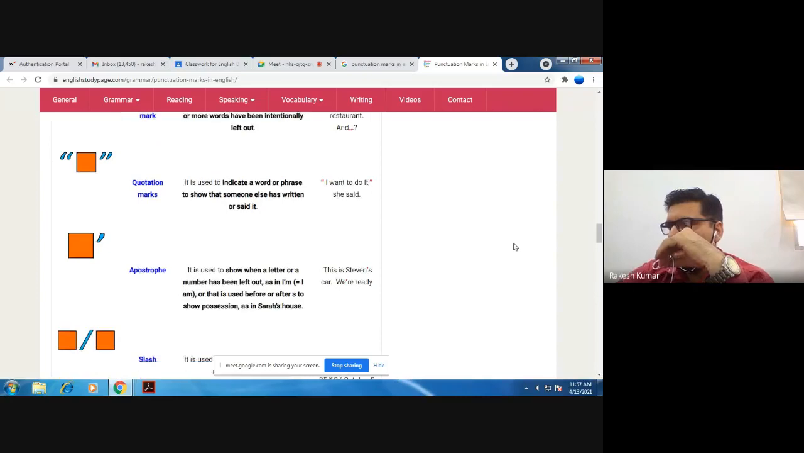Then we have quotation marks. It is used to indicate a word or a phrase to show that someone else has written or said it. So when we see special information, we feel that this is a reference or the quotation of someone else's. So we write the sentence under quotation marks. "I want to do it," she said. So we did not quote her directly, but we put the quotation marks, and this was something she was wanting.